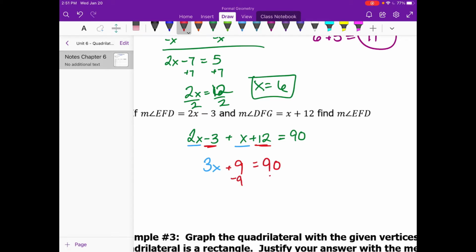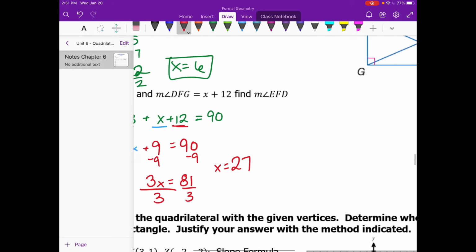I'm going to subtract 9 from both sides, and I get 3x equals 81. Divide by 3. I think it might be 27. Let me see. Yeah. So x is 27.